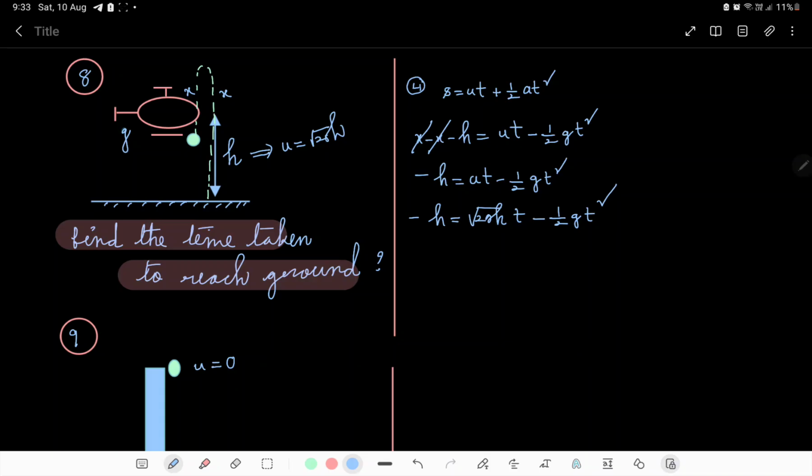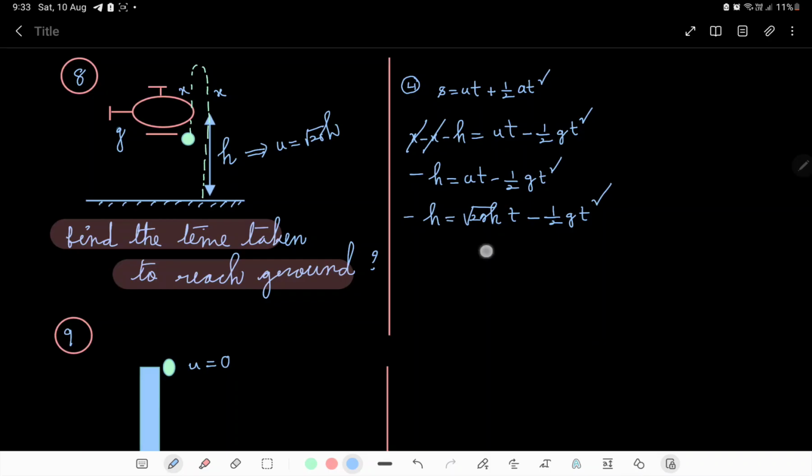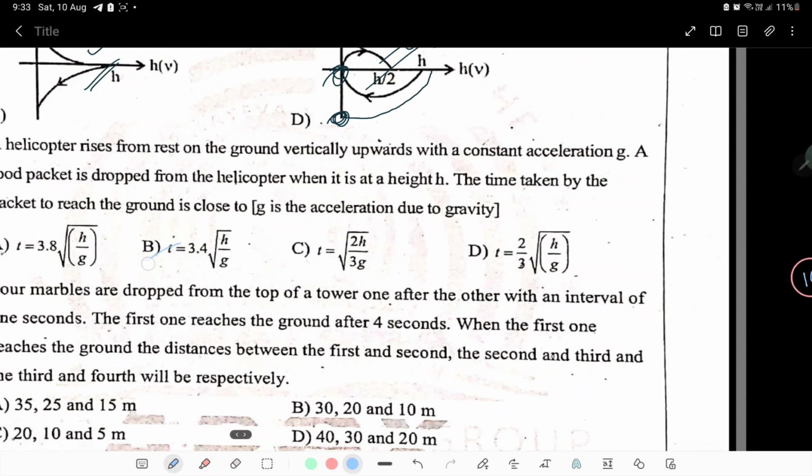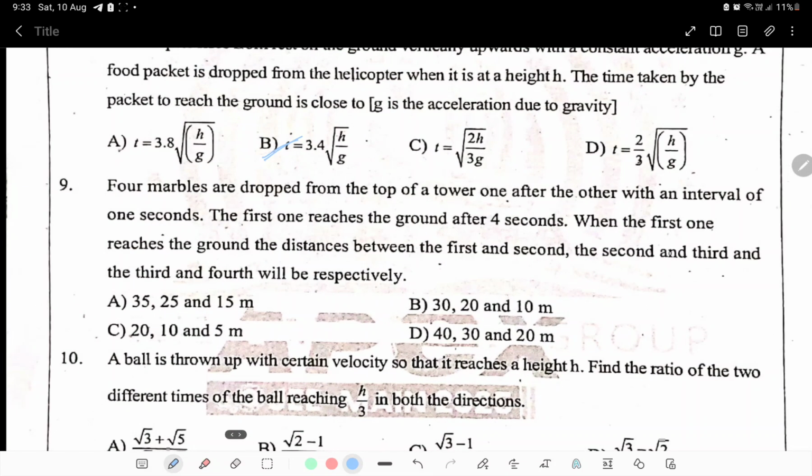Therefore you could write it as (1/2)gt² − √(2gh)·t + h = 0, and solve it for the roots. Find the roots and you will get the answer. The answer will be approximately 3.4. This is also one of the previous year's questions. Everything is from previous years.